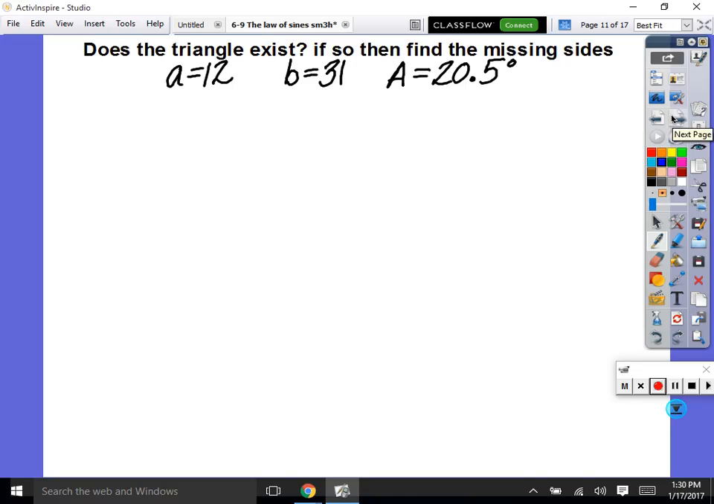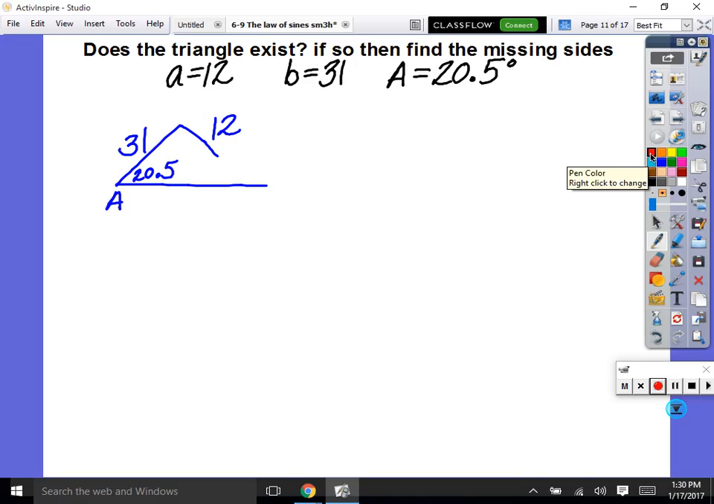Here we go. So it says, does the triangle exist? If so, find the missing sides. So everybody, let's draw in what we have here. So I'm going to call this angle A, draw this in side A. So side A is 12, correct? Across from angle A, which is 20.5. Now side B is 31. So we would be using the law of sines here because we're given an angle and 2 sides, or one of the sides is across from the given angle, right?